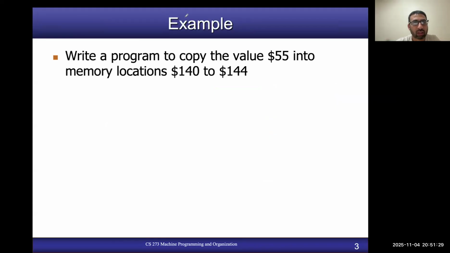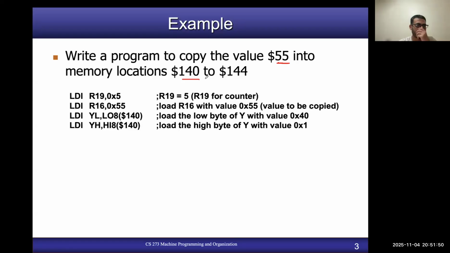So let's have a look at an example. Let's say we want to write a program that copies the value 55 into memory locations 140 to 144. So we want to write the same value 55 at 5 different locations: 140, 141, 142, 143, and 144, right? So how can we write the program? First, we load 5 into R19 as a loop counter, so we will run a loop 5 times. Then in R16 we put the value 55, which is the value we want to put in all those 5 consecutive memory locations, right?